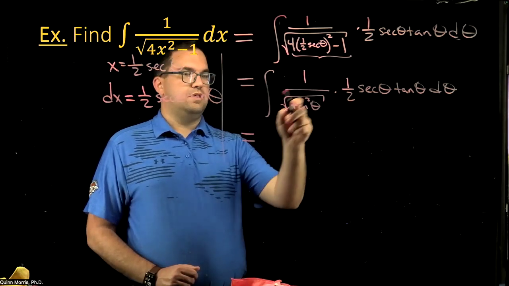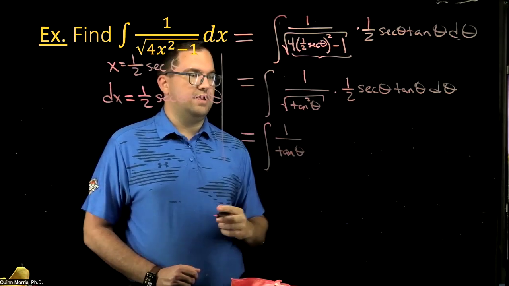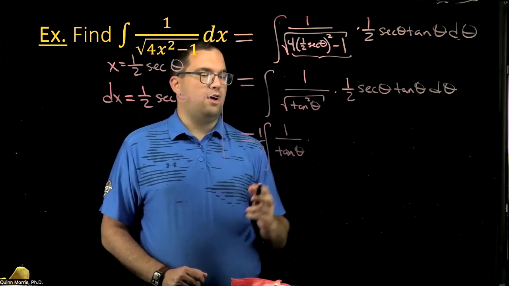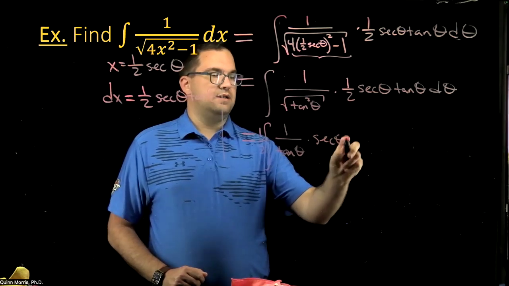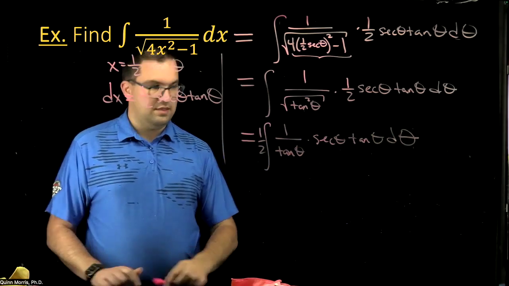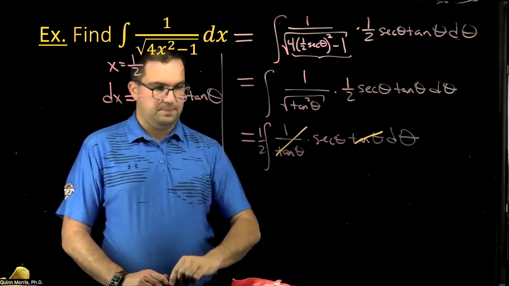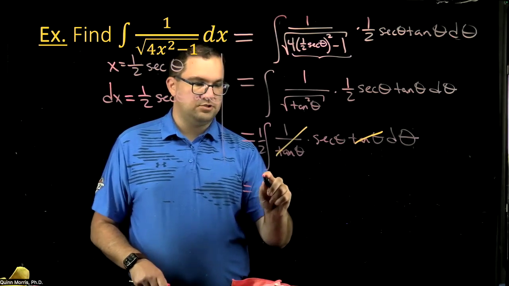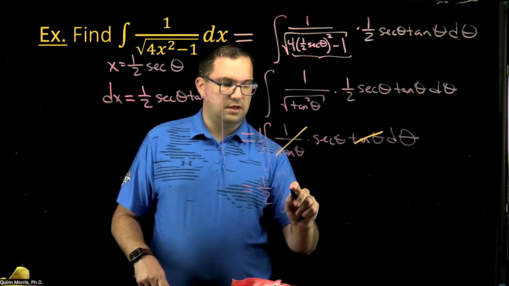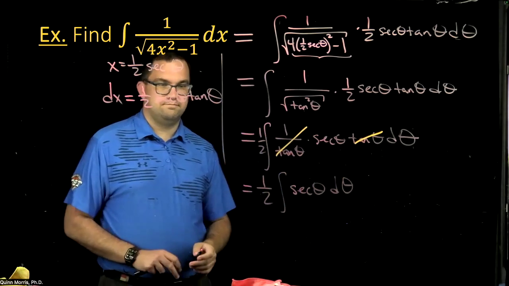Now, this integral is 1 over tangent theta, right? The square root of tangent squared theta is just tangent theta. I'm going to go ahead and pull this 1/2 factor out of the integral. And secant theta, tangent theta. You might be starting to see that this is going to lead to some cancellation. So after all of this substitution, I end up with the simplified integral of 1/2 secant theta d theta.